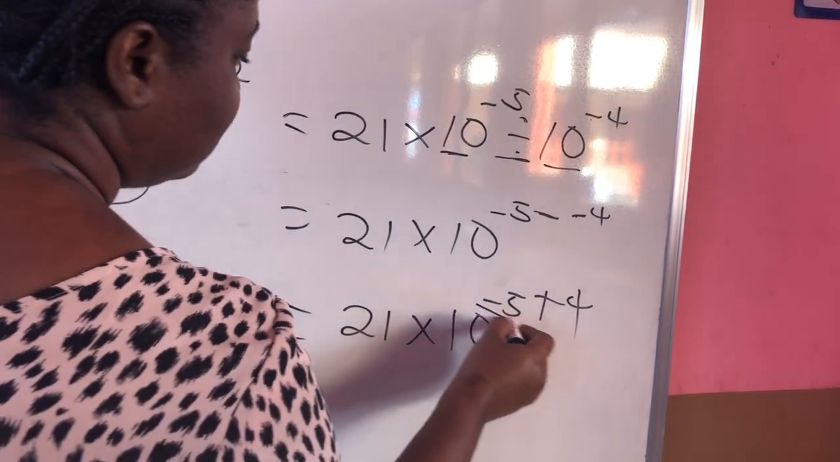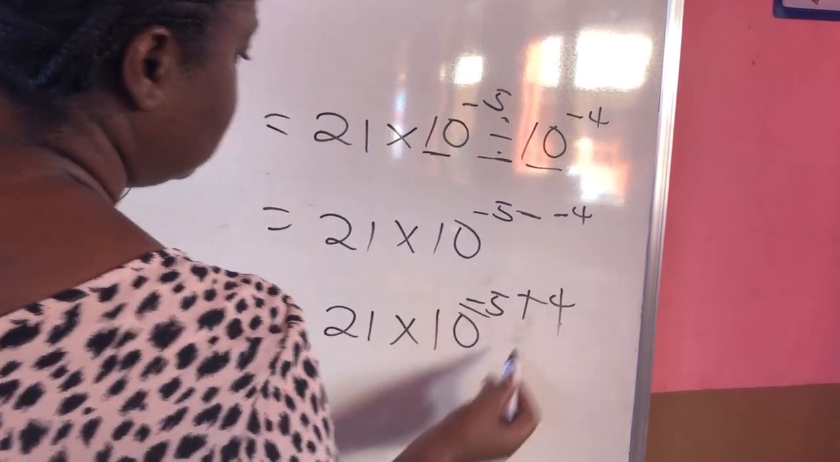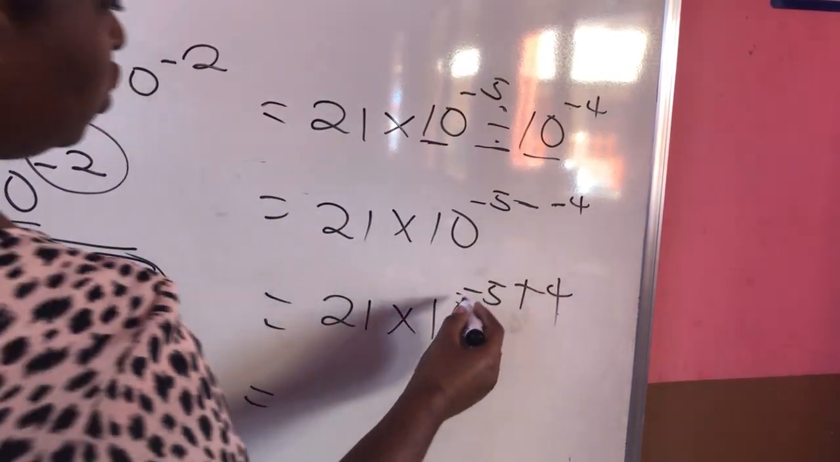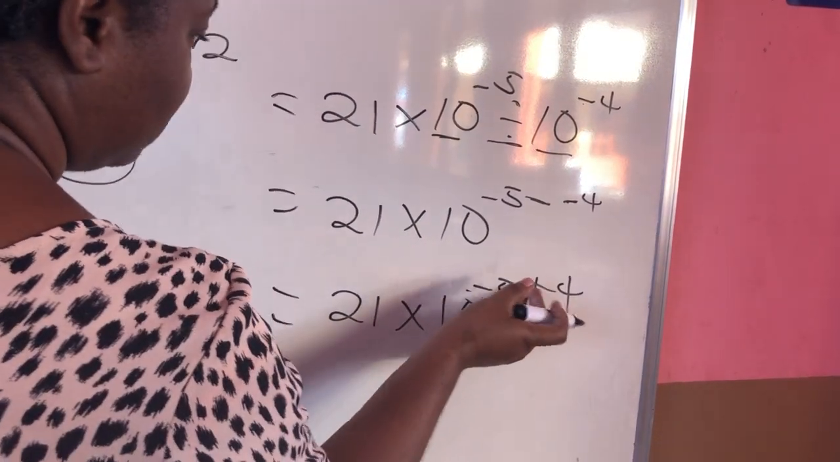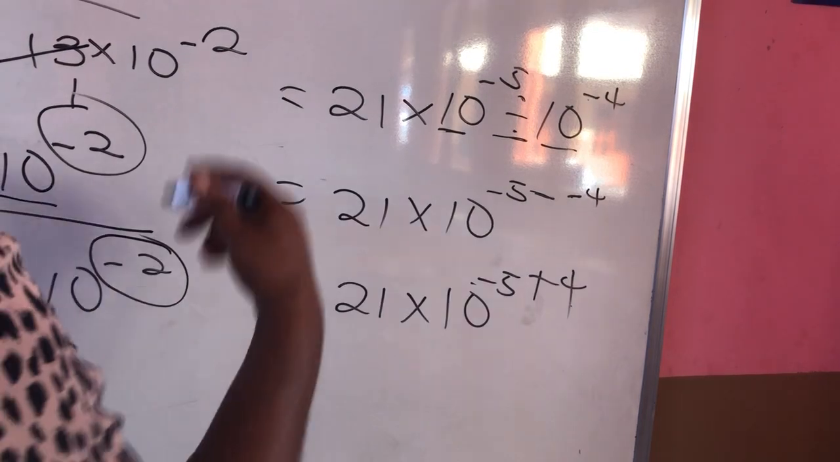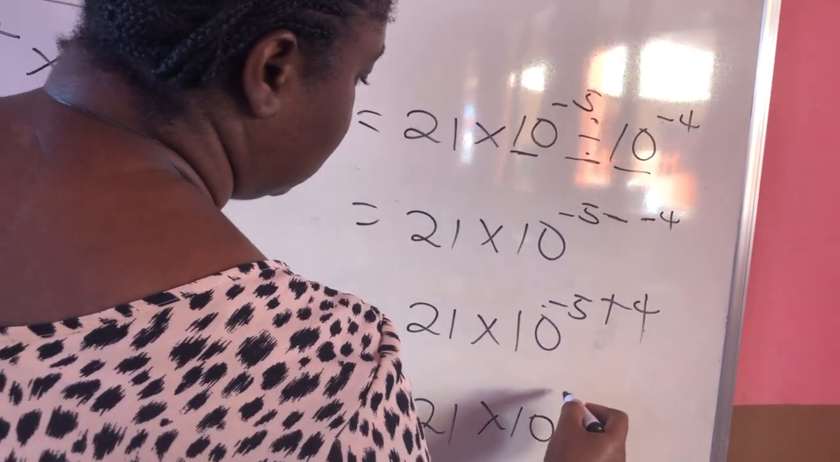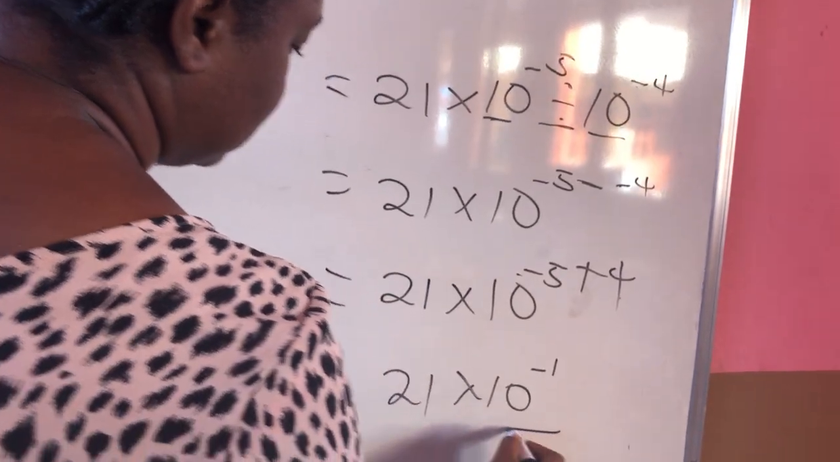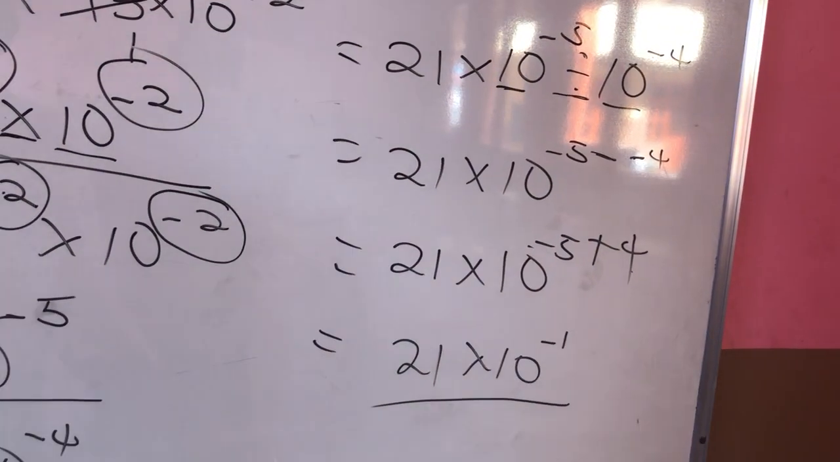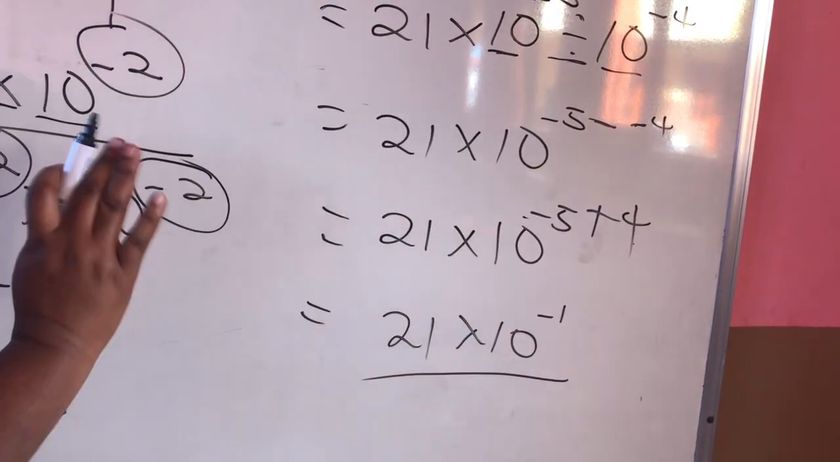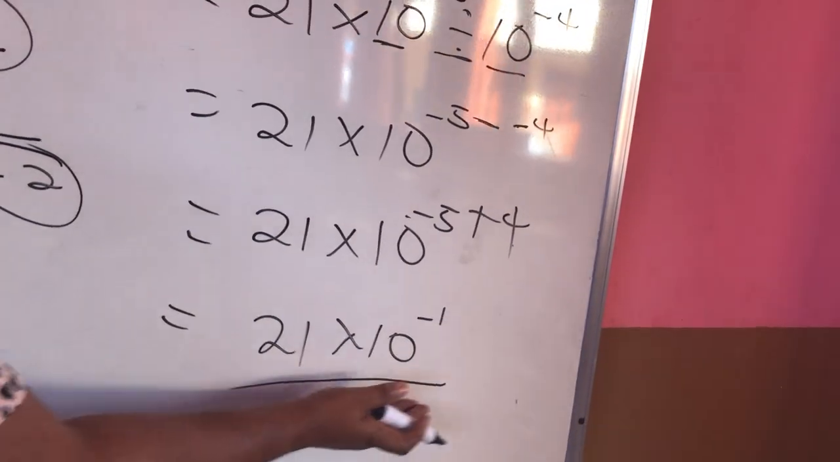Now you are owing 5 CDs. Your mother gave you 4 CDs to go and pay the person. Will you finish paying the person? No. You'll be able to clear 4 out of the 5 and you will still be owing the person 1 CD. So you have 21 times 10 raised to the power negative 1. Now this is what I'm talking about. A lot of you left your answers like this. This is not standard form and this is not your final answer.